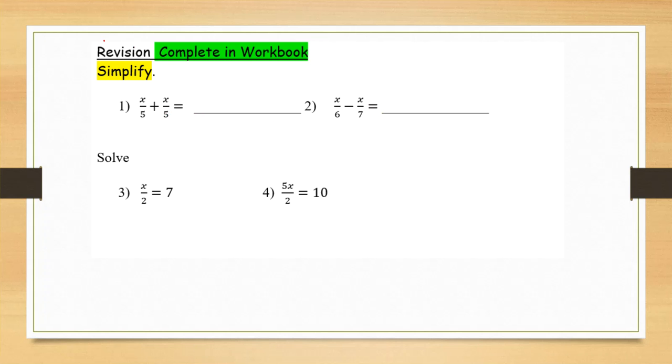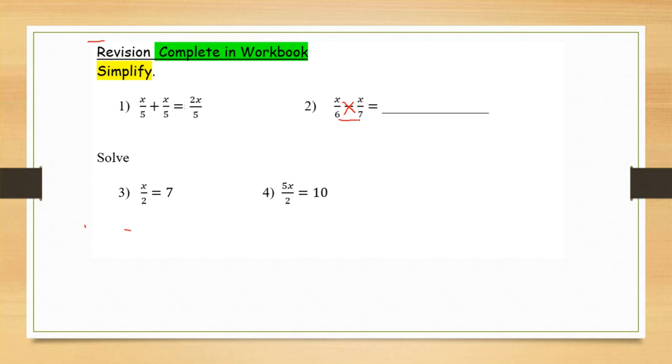These are revision questions. So pause the video, do them, and then press play to check that you got them correct. Common denominators means that we can add the numerators. So x plus x is 2x over 5. Different denominators means we need a different process.